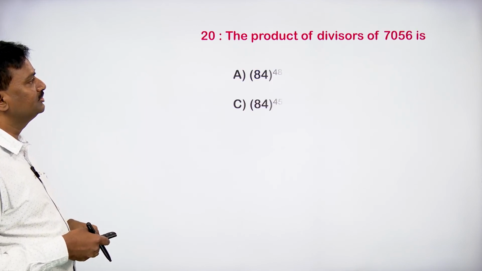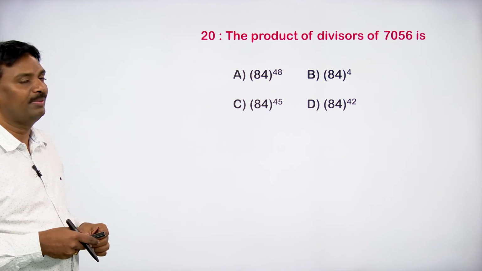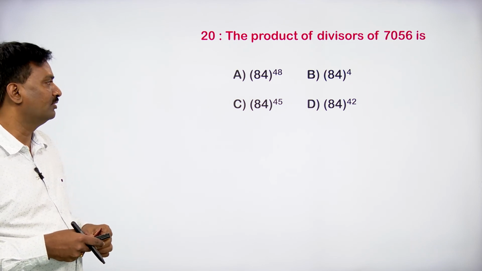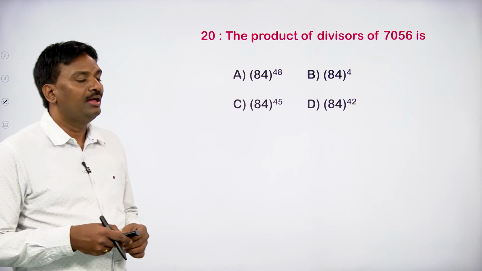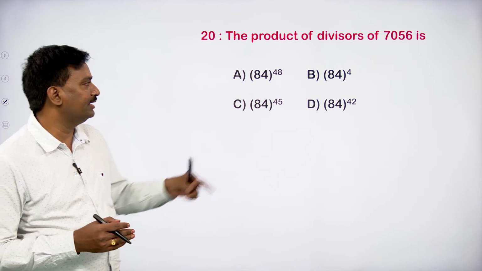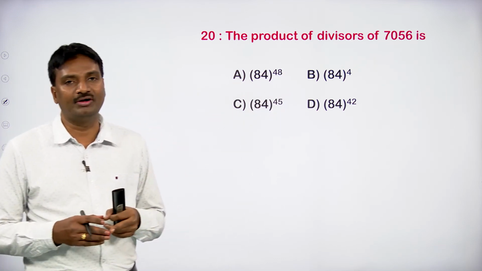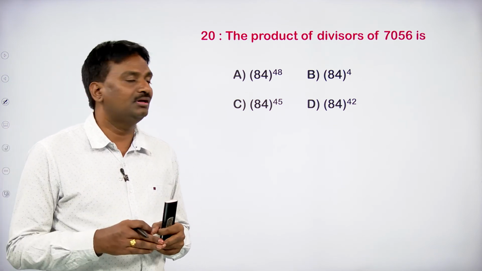Next problem. The product of the divisors of 7056. The options are given as 84 power 48, 84 power 4, 84 power 45, 84 power 42. By observing all options, the base is 84 only. The powers are different: 48, 4, 45 and 42. The bases are same in every option, but the powers are different.